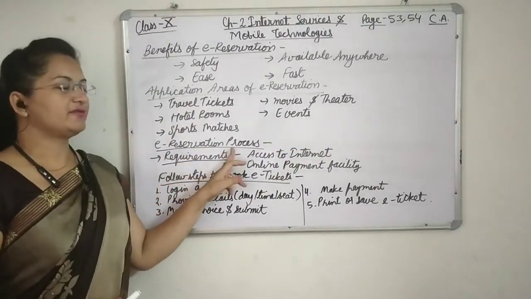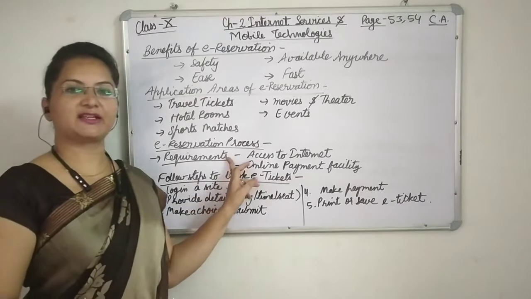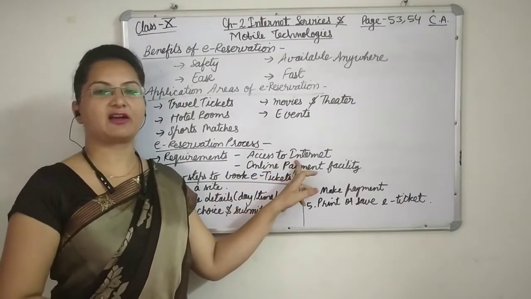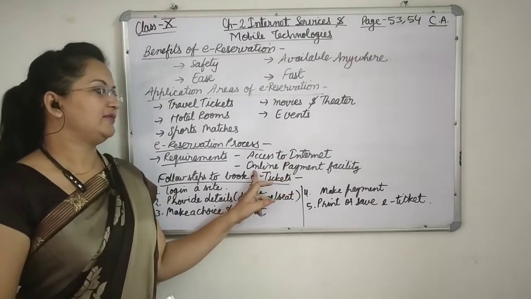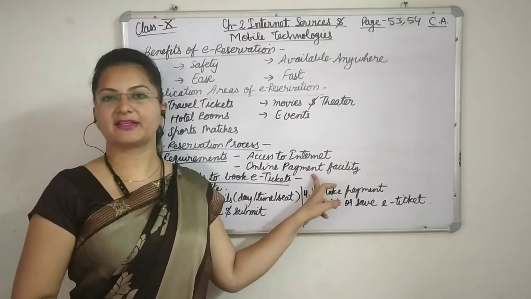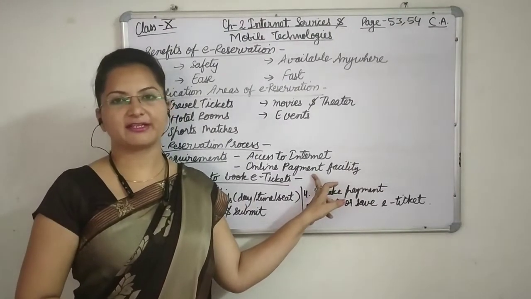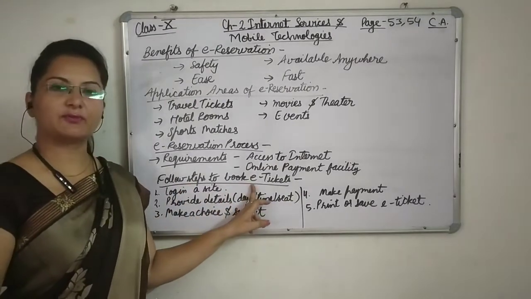Now students, e-reservation process. But first of all we should know the requirements. What are the things required? We need an internet connection in our mobile or computer, and we need online payment facility. You should be having your credit card details, debit card details or internet banking details. Now, you have to follow these steps to book the e-tickets.